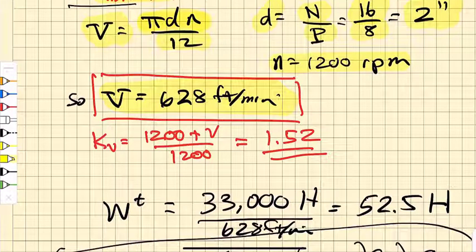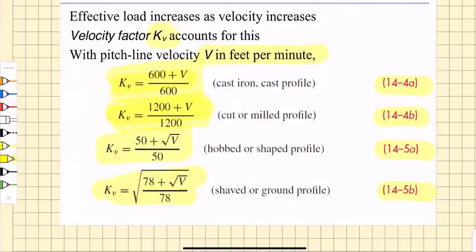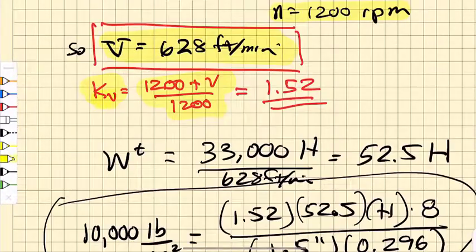Now we are ready to calculate the velocity correction factor. We're going to use equation 14.4b, where the velocity correction factor is 1200 plus v, divided by 1200, and our v is measured in feet per minute. Using that equation, we get a velocity correction factor of 1.52. So we are magnifying the applied load.